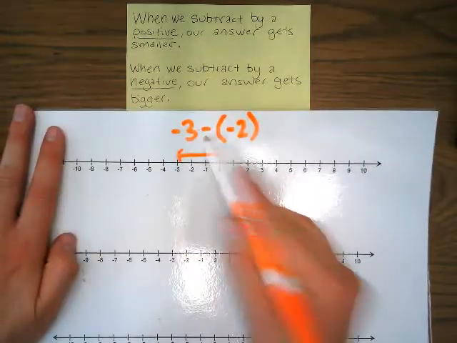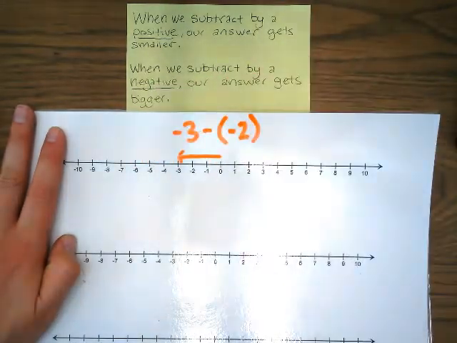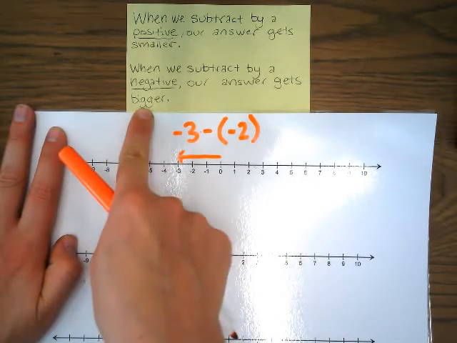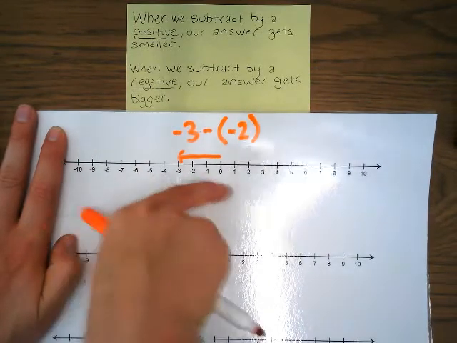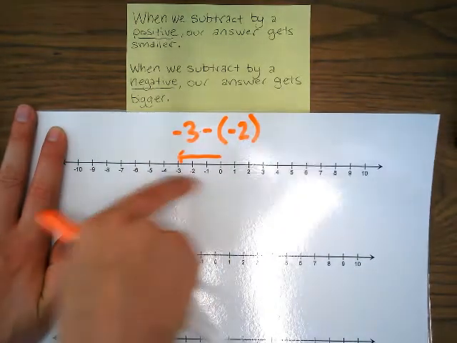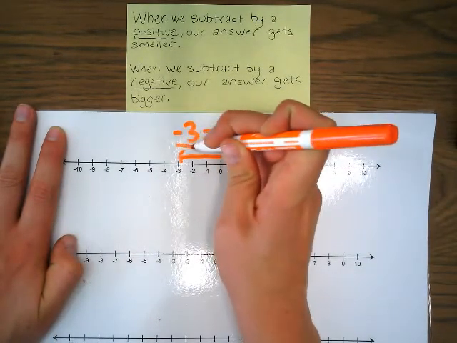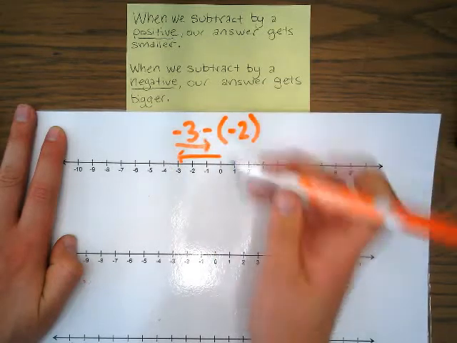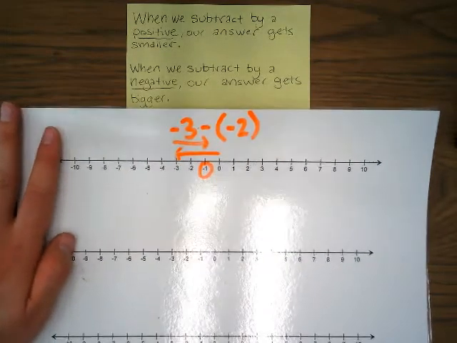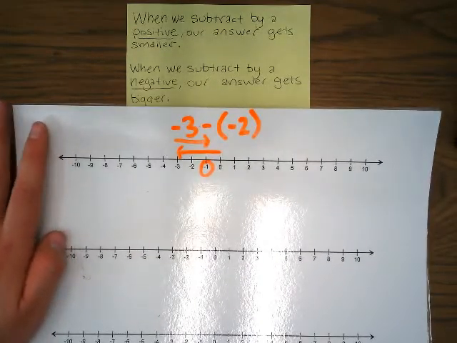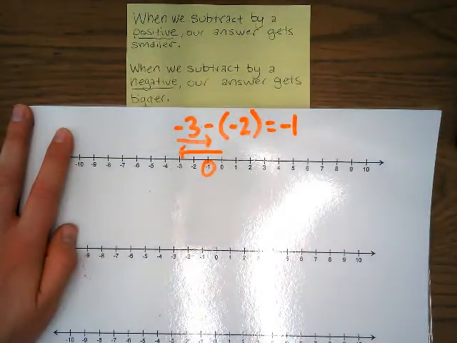Now here, I'm subtracting a negative number. When I subtract by a negative number, I know that my answer is supposed to get bigger. So if my answer is supposed to get bigger, I'm going to head to the right on my number line. Because if I go to the right, the numbers start getting bigger. So I'm going to head to the right 2, 1, 2, and I end up with -1. And so the answer to -3 minus -2 is -1.